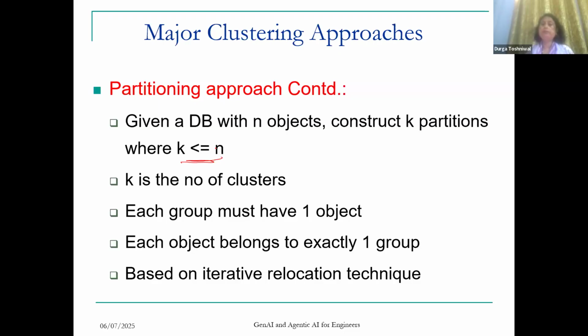Also, we cannot have an empty cluster. Each cluster will have some points because each point is assigned a cluster. Therefore, each and every cluster or group will have some number of points. And of course, it is iterative in nature, which we'll discuss as we go along.